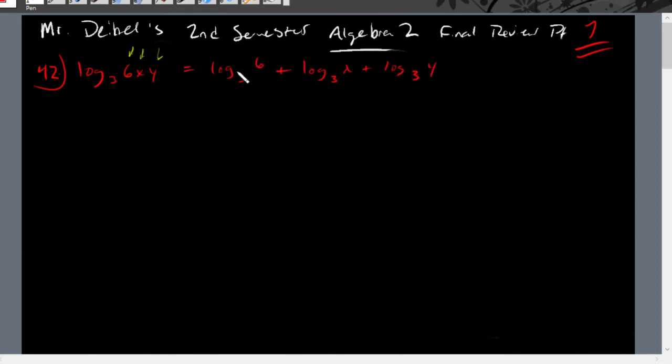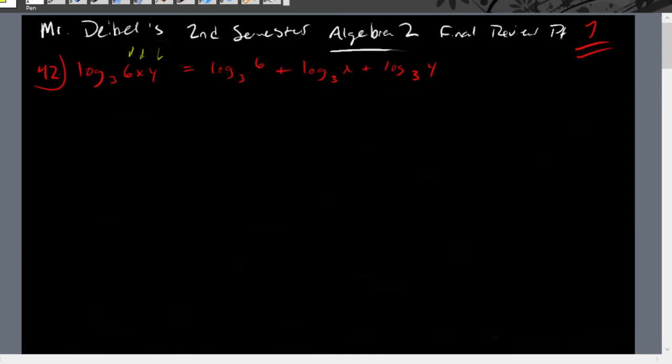So again, if you were to think condensing, you would condense these two, just one at a time, where you take this times this, and that is 6x. And then you would take that 6x times y, which would be 6xy. So this is your answer.